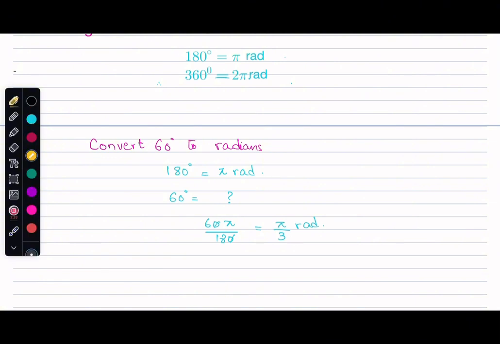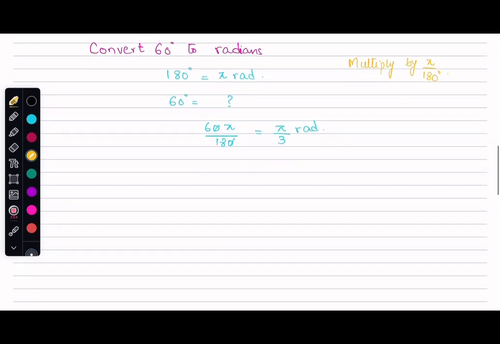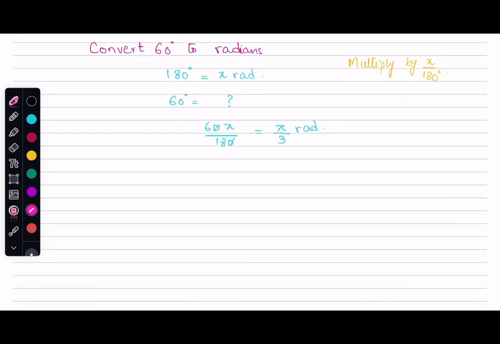So here you should know that if you are asked to convert a degree angle into the radian mode, just multiply the degree angle by pi by 180 degrees. So this is when you convert a degree to the radian angle, then just multiply the degree angle by pi by 180 degrees.